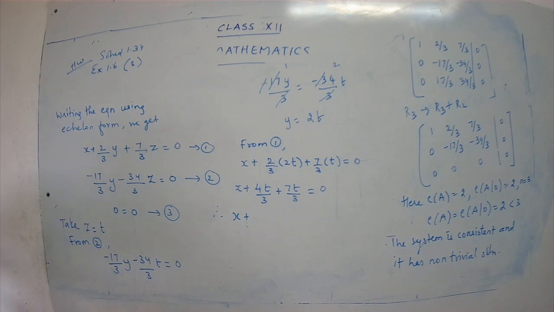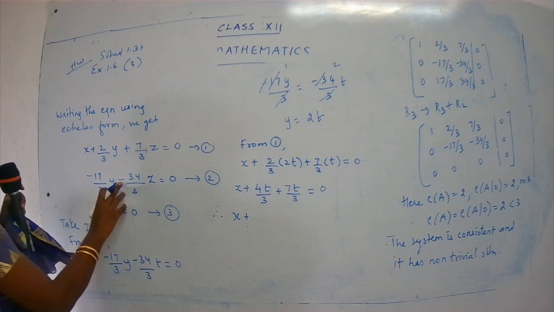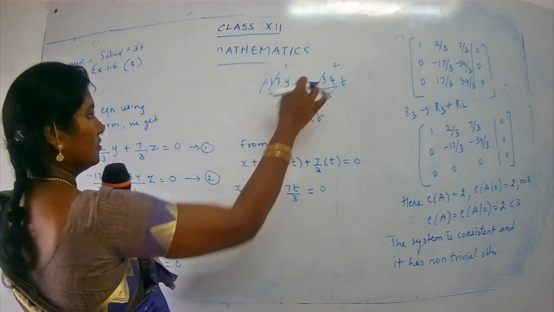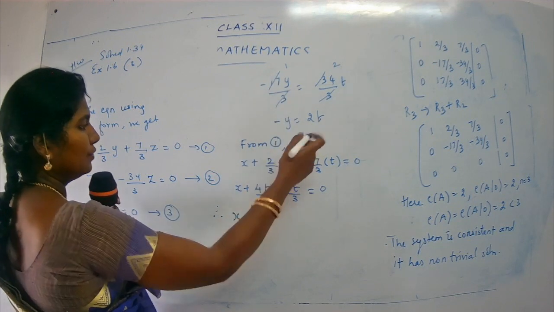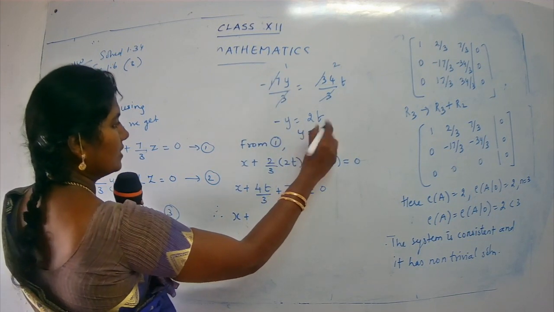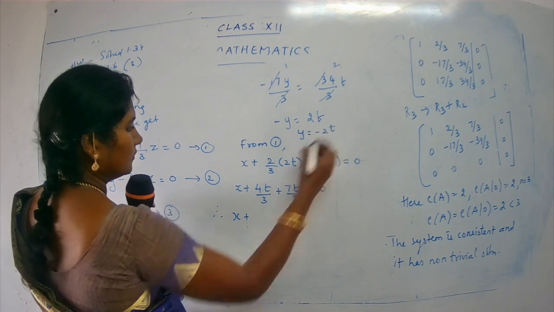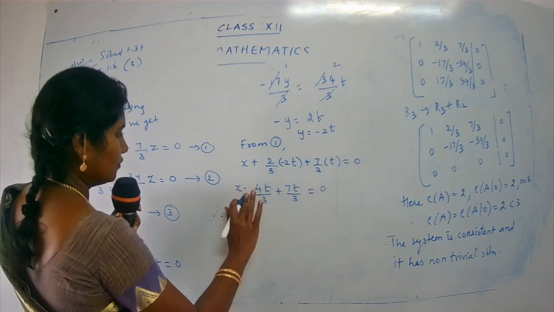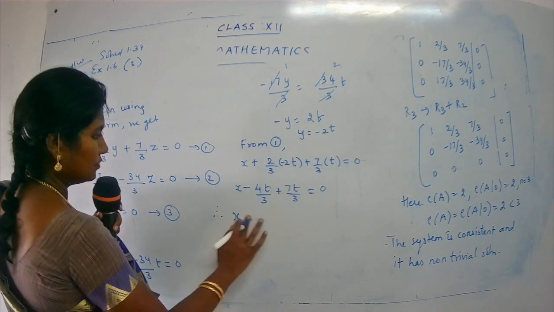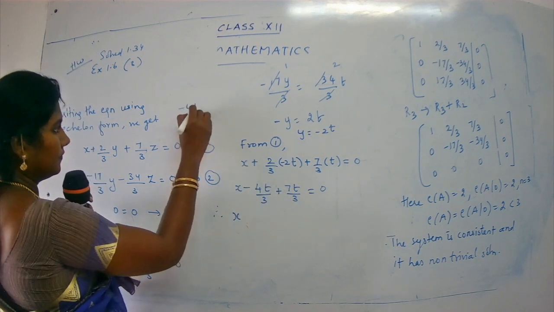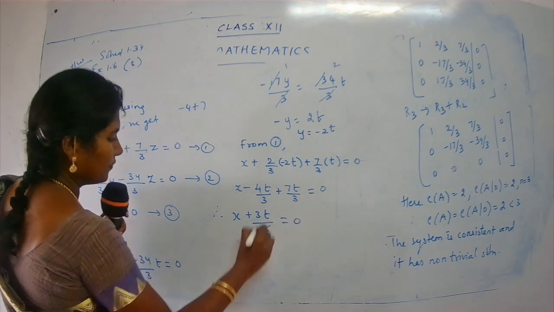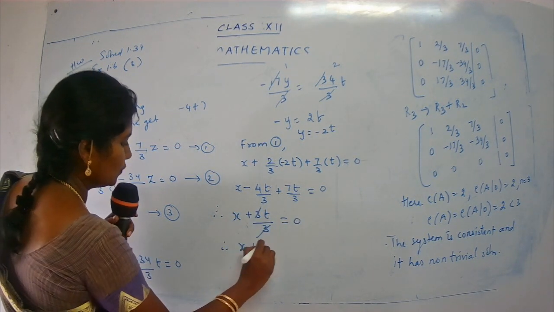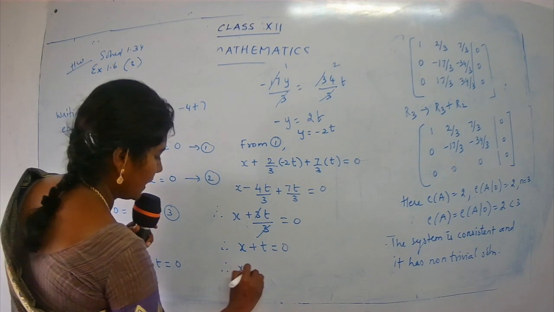Any mistakes? Minus 17 upon 3y. Yeah, see, that's what we miss. Minus will turn to plus. So minus is there. So you have minus here. So minus y is equal to 2t. Therefore y is equal to minus 2t. So minus 2t, so minus 4t. So minus 4 plus 7 is 3t, 3t upon 3 is equal to 0. x plus t is equal to 0. So x is equal to minus t.